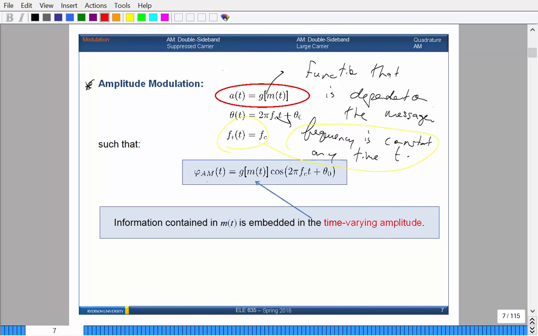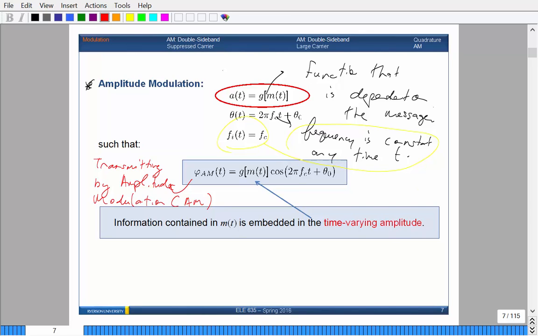So phi of AM of t, this is what it means when you're transmitting by amplitude modulation. I'm going to call amplitude modulation AM for short, because I don't want to keep writing amplitude modulation. It takes a lot of time. So when you actually tune into your radio, you'll see that there are two sides. There's AM and there's FM. AM means amplitude modulation, and FM means frequency modulation, which we'll talk about much later.